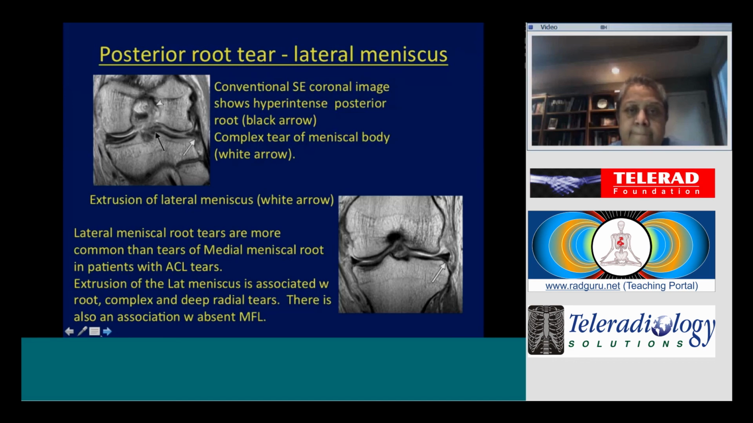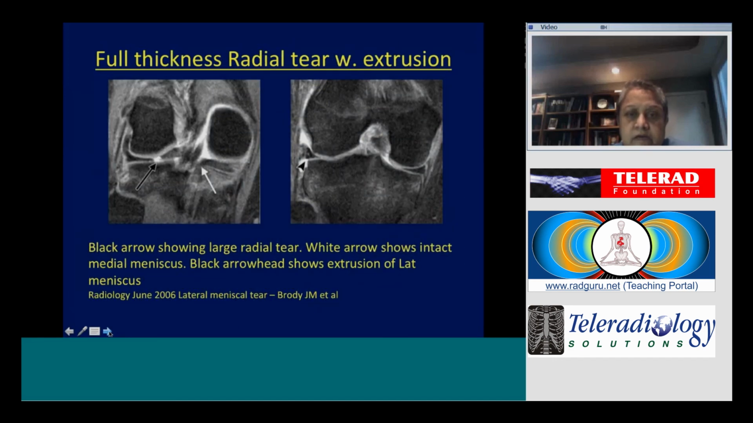Here is an example of a full thickness radial tear with extrusion. The black arrow shows a large radial tear, and the white arrow shows the intact medial meniscus. The black arrow shows extrusion on your right-hand side. The black arrow shows extrusion of the lateral meniscus.